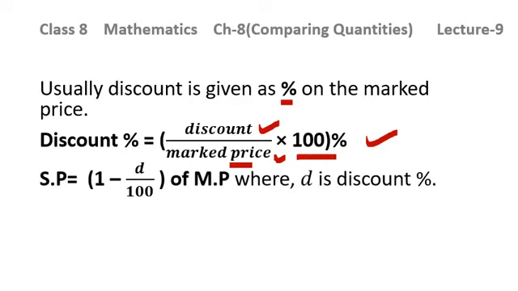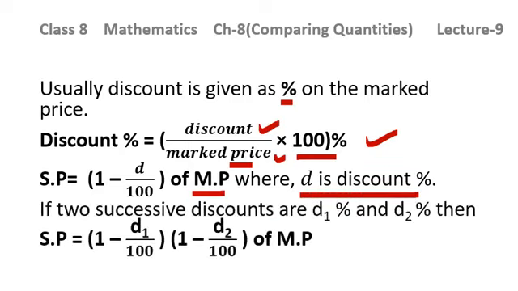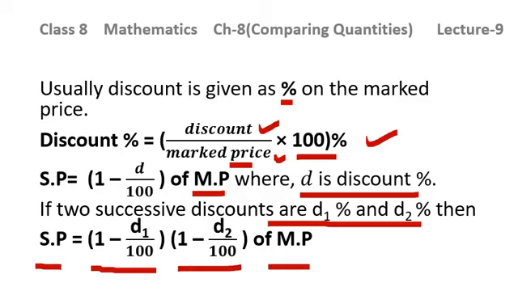And SP, we know that SP is equal to marked price minus discount. So if discount is given to you in percentage, then this will be the formula of SP, where D is the discount percentage and MP is the marked price. If two successive discounts are given to you, that is D1 percent and D2 percent, then SP will be given by (1 minus D1 over 100)(1 minus D2 over 100) into MP.